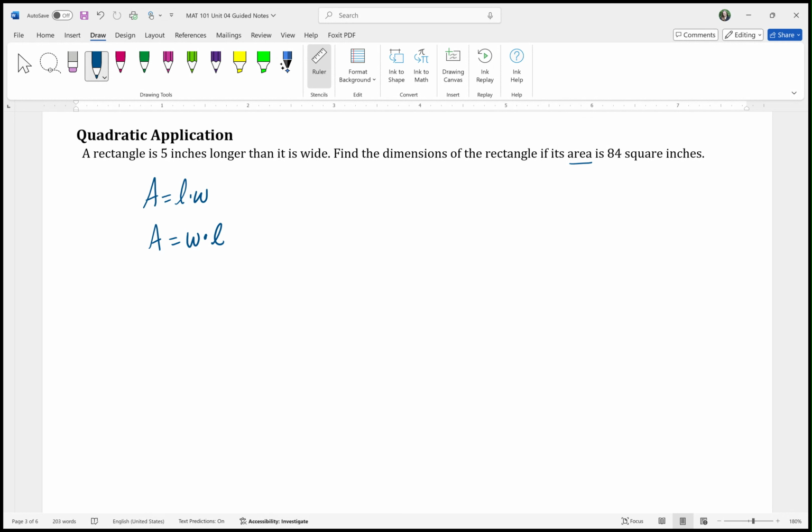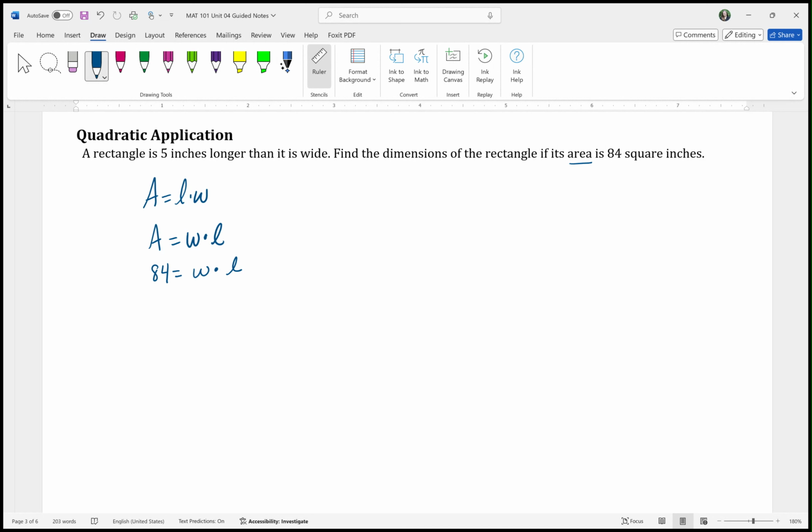Let's plug in other things we know. We know that our area is 84. So this is going to be 84 equals W times L. Next, I need to create a different equation. And again, this is similar to the perimeter problem. So I need to know the relationship between the length and the width.